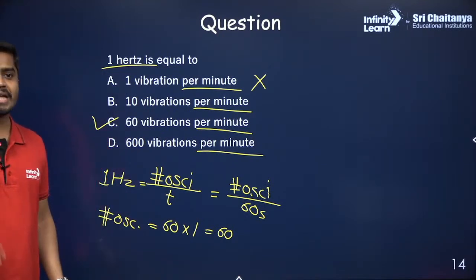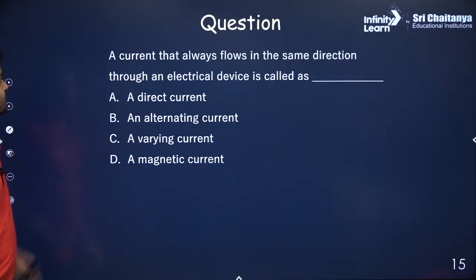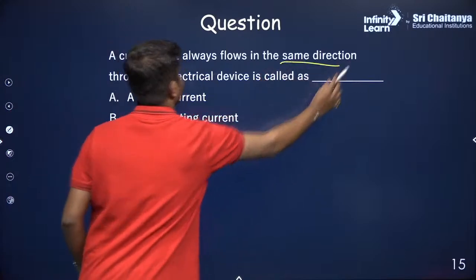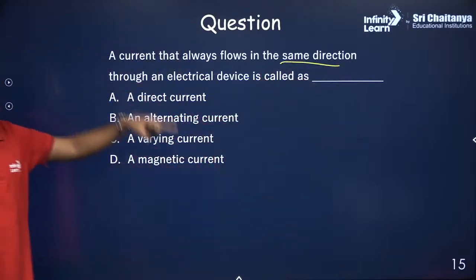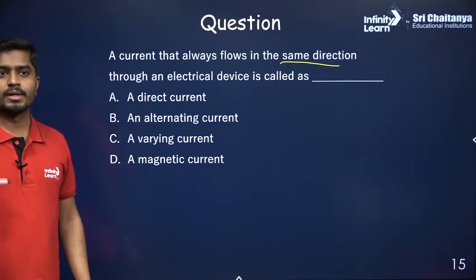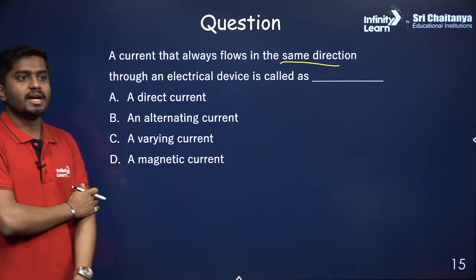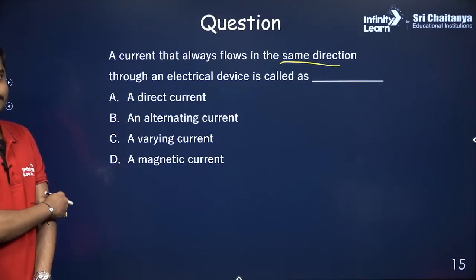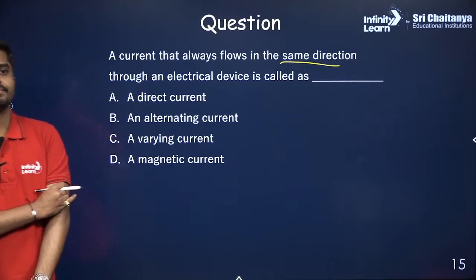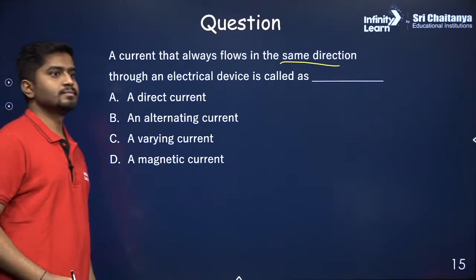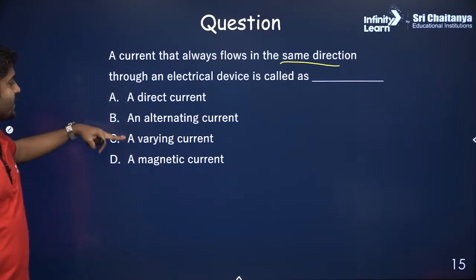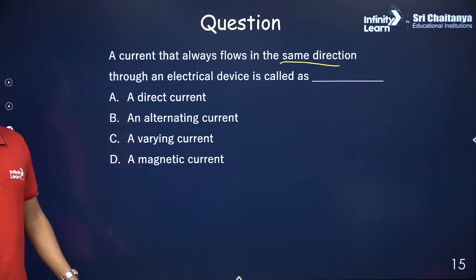Great. So one more question and then we'll go to the next topic. Current that always flows in the same direction through the electrical device is called as, only in the same direction. Current does not change the direction. It is which current? Tell me. Is it a direct current, alternating current, varying current, magnetic current?